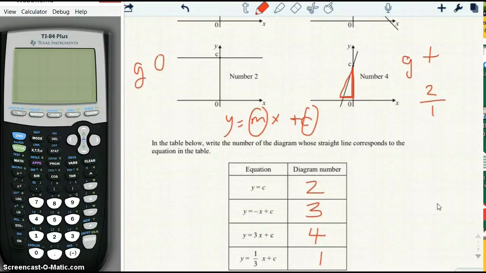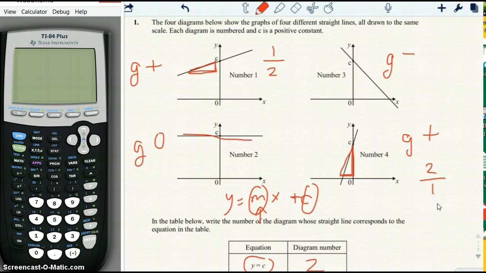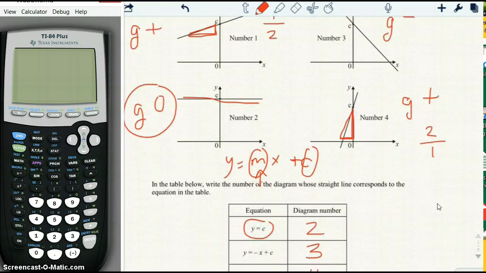So when you have y equals c, that basically says that the slope is 0. And if the slope is 0, then it corresponds to this one. When the slope is 0, it's flat. So this one, number 2, corresponds to y equals c.